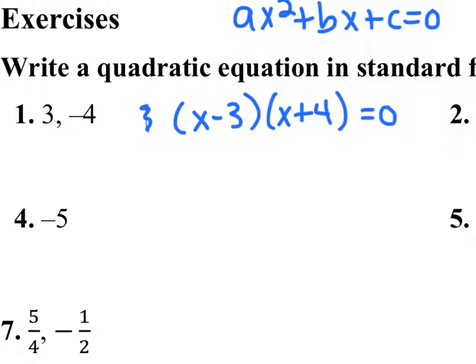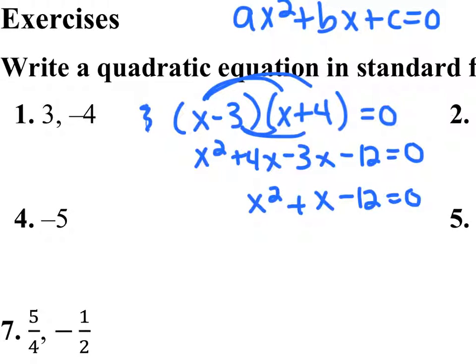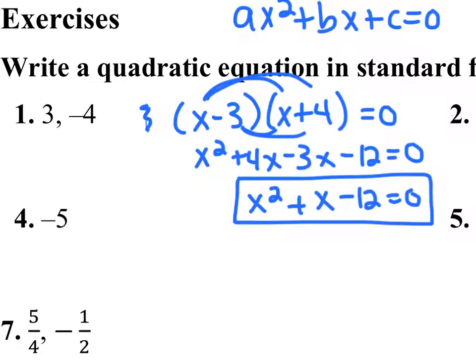Okay, so this is not standard form because we're not multiplied out, so we need to do that. So we'll get x squared plus 4x minus 3x minus 12 equal to 0. Combine like terms, which would be x squared plus x minus 12 equal to 0. So this is the quadratic that has answers negative 4 and positive 3.